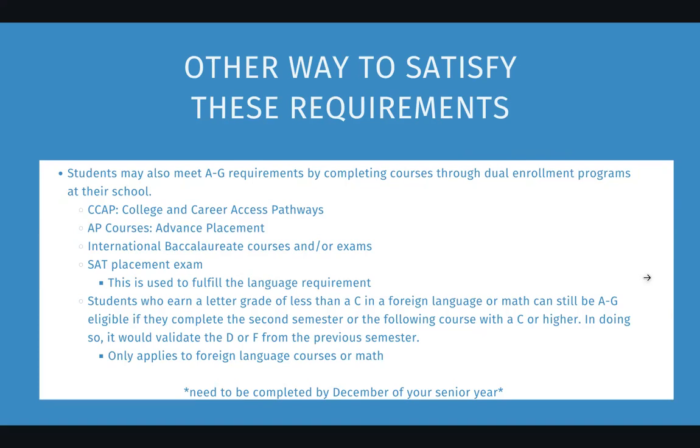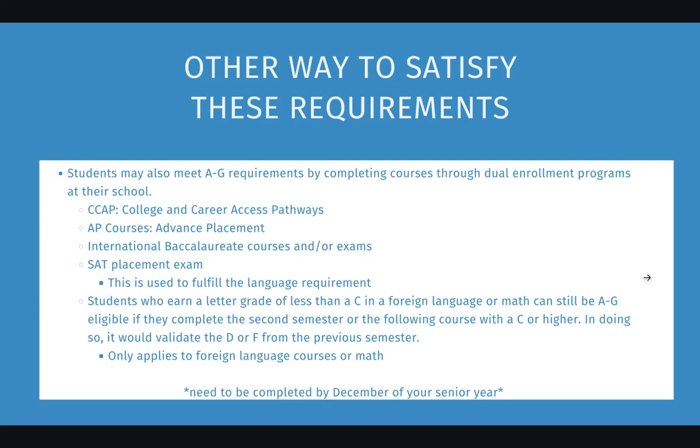The next one is AP courses, so advanced placement courses. These are usually offered through the high school. International Baccalaureate courses or exams. Again, these are usually offered through the high school. SAT placement exam. And this one, students can enroll in an SAT placement exam, and the school will offer the information for students to sign up if that's what they're looking to do.